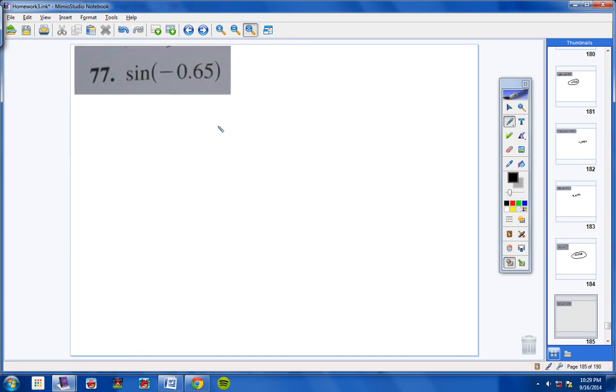Number 77. Make sure you're in radians still, sine of -0.65, and you will get -0.6052 because we have a 1 and an 8, and the 8 tells you to round the 1 to a 2, and so there's your answer.